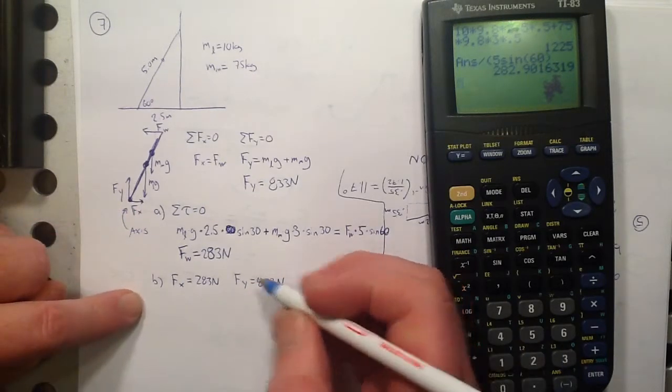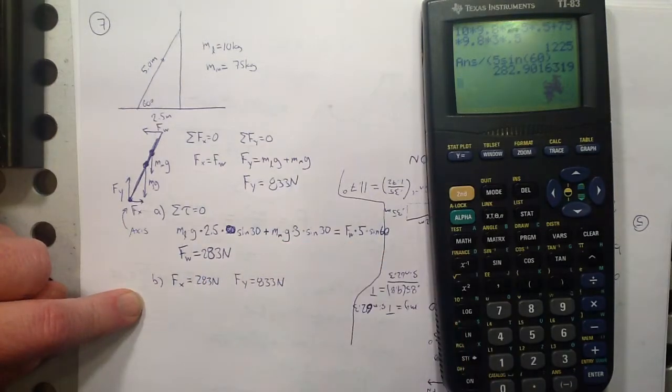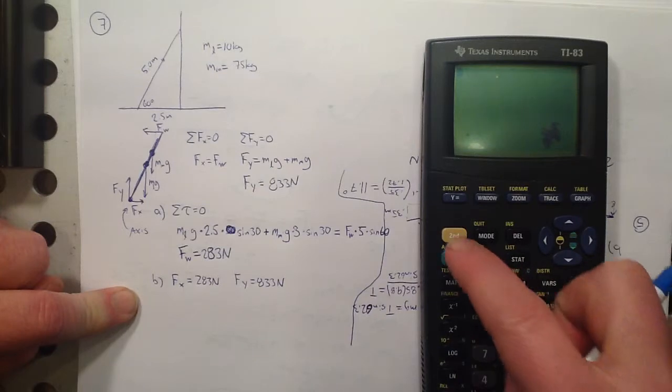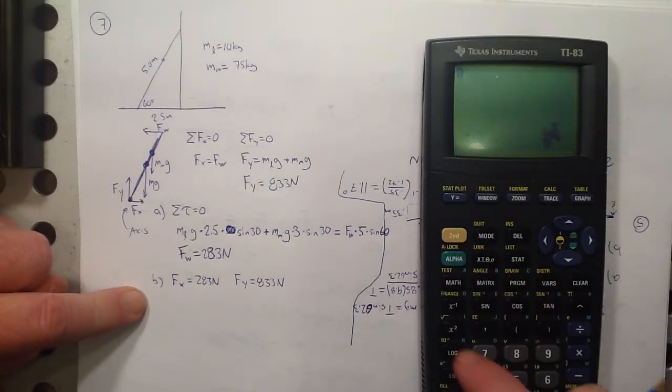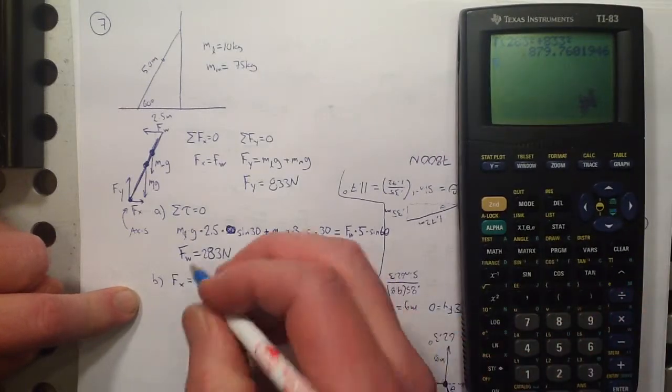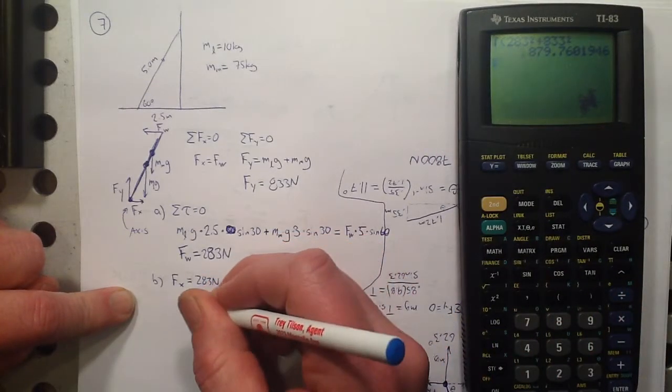right? So the magnitude of the total force is the Pythagorized sum, or vector sum of those, right? So that would be the square root of 283 squared plus 833 squared, which is about 880 newtons.